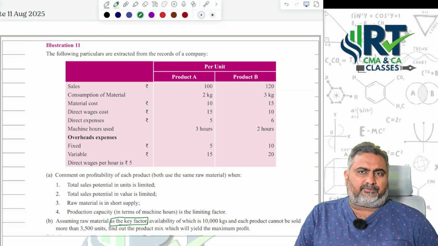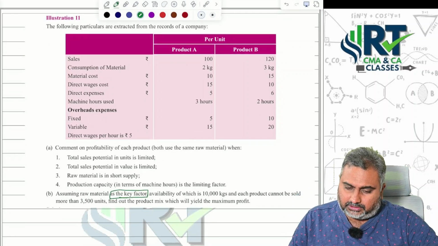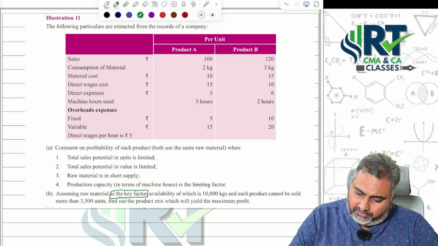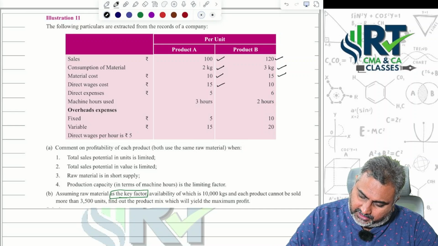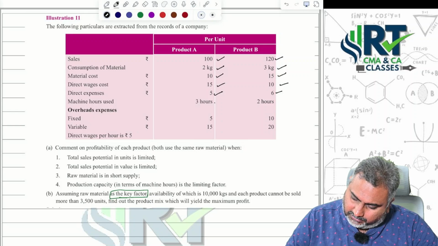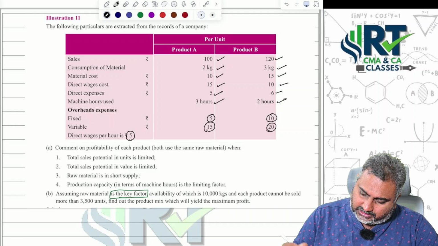This is a problem I am taking from CMA material. So illustration number 11, sir. Let's go through the question once. They already gave the sales part: 100, 120. Consumption of material 2 kgs, 3 kgs. Material cost 10 rupees, 15 rupees. Direct wages 15, 10. Machine hours used 5, 6. Direct expenses. Machine hours 3 hours, 2 hours. Fixed expenses overhead point of view fixed 5, 10. Here variable 15, 20. Direct wages per hour is 5.